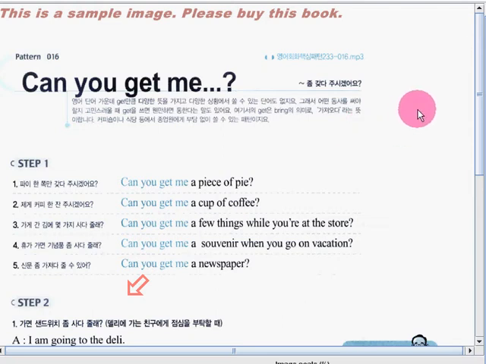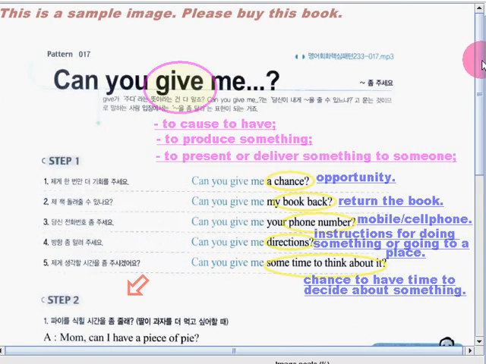So I expect you to be using this pattern whenever you have the chance. Now, let's go on to our lesson proper. As I said a while ago, we have a new pattern. Pattern number 17, okay? And this pattern is, can you give me? This is a very easy pattern, and it is a polite way of asking something from someone.